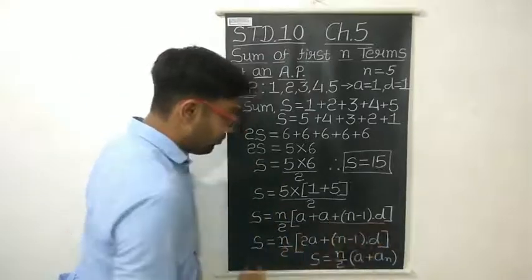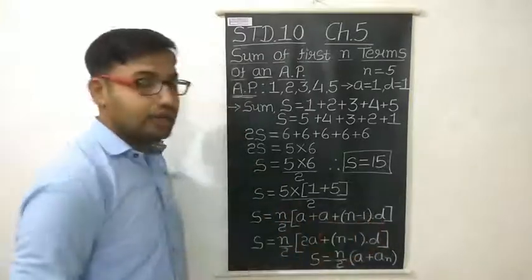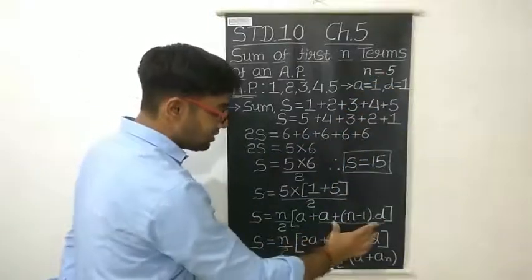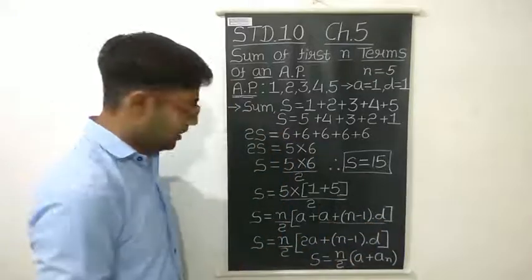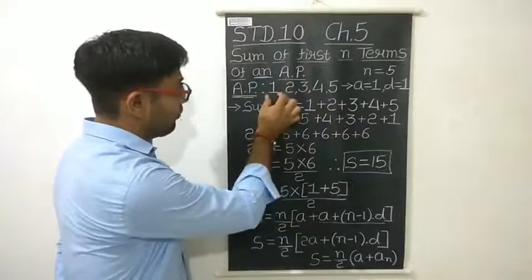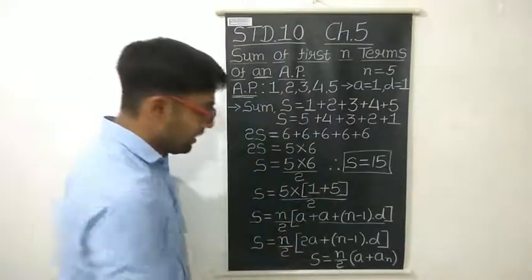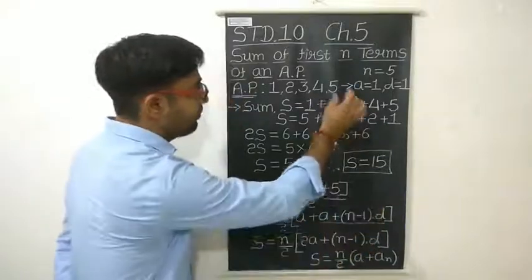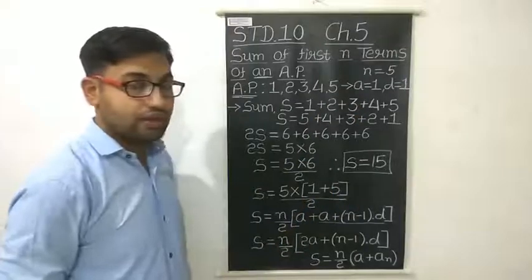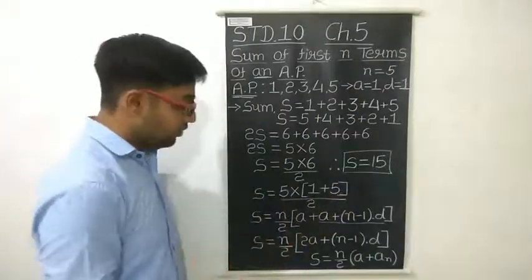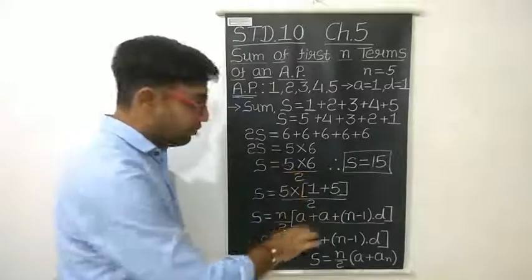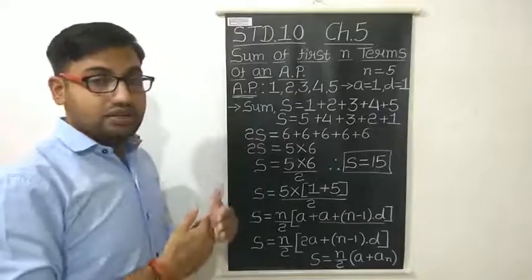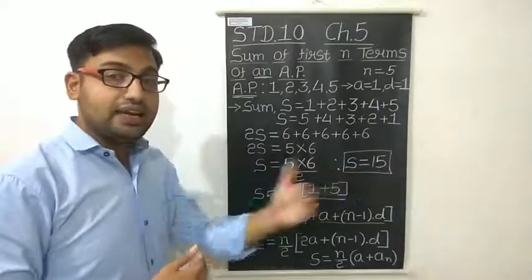So that I have written down a plus (n minus 1) into d. If we put n equals 5, then we will get a plus 4d, right? What is this? a is the value of the first term, that is 1, and this represents the value of the fifth term, and the value of the fifth term is 5. We put the formula instead of the values, because we want to derive a formula which can add the terms of any AP, right?